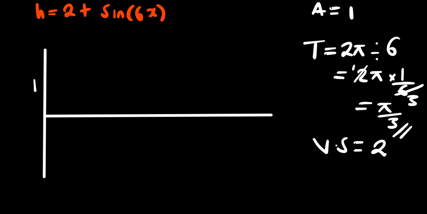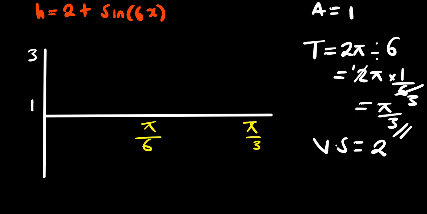Okay, so our 3 will be there. Let's say our 1 is here. Okay, then what is our period? Period is pi over 3. Now the half of this, it means we're just multiplying by 1 over 2, which will just give us pi over 6. So the half is pi over 6.